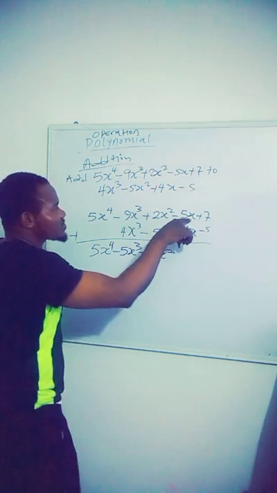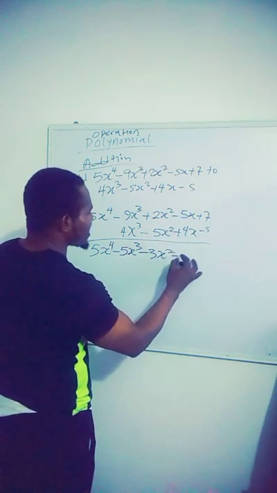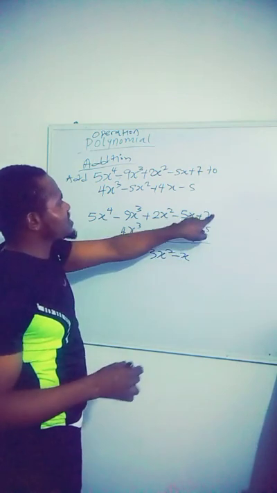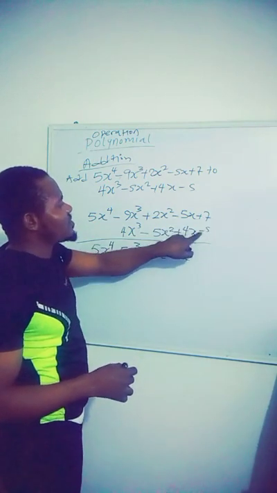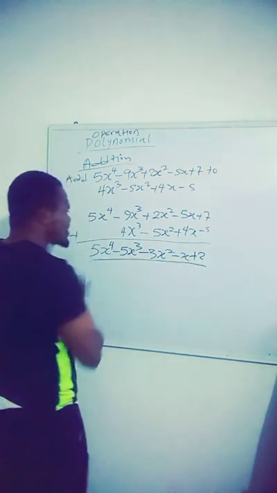Then we are having minus 5x plus 4x. So this will give us minus x. And we are having 7 minus 5, that is 2. So this is the answer.